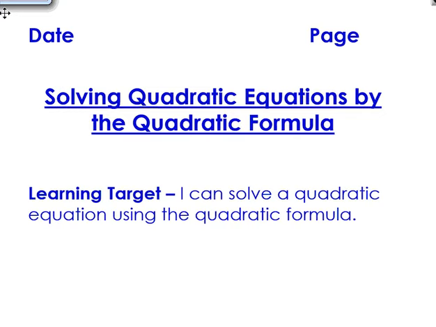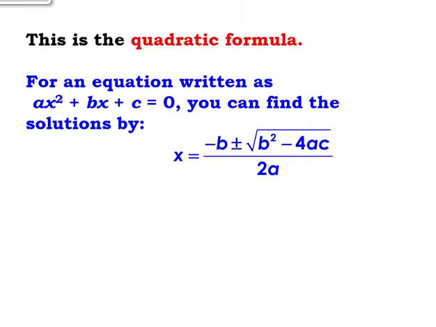Alright, so make sure that you get this formula down. This is called the quadratic formula. And anytime your equation is written as follows, ax squared plus bx plus c equals 0, that means it's in standard form and it's equal to 0. You can find the solutions by plugging it in to that formula.